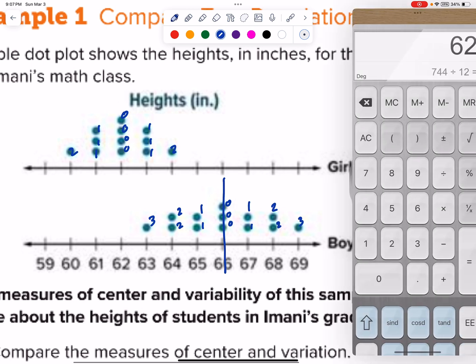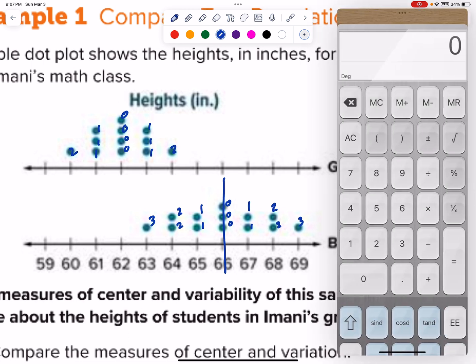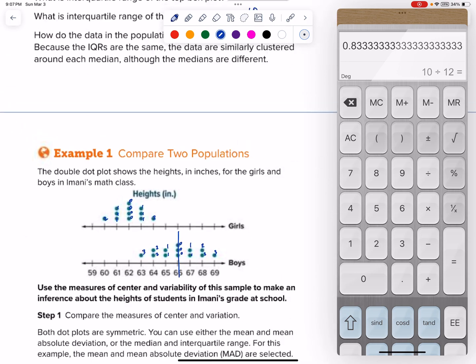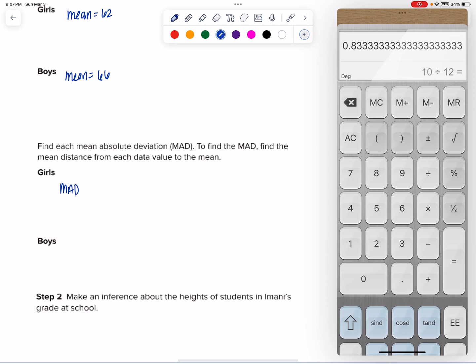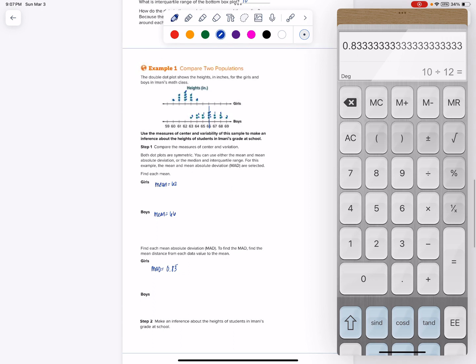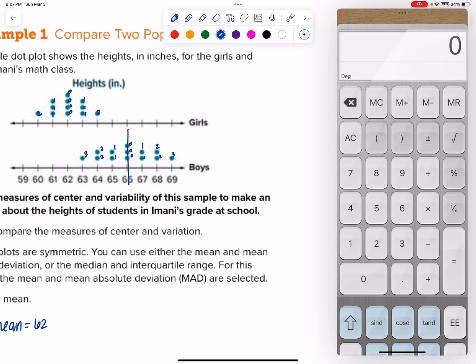So let's get the average distance away. So we have 2, 3, 4, 5, 6, 7, 8, 9, 10 divided by 12. The average distance away for girls, the mean absolute deviation, is only 0.83 with the 3 repeating. So really not very far away from each other. Let's go ahead and do the boys. We have 3, 4, 5, 6, 7, 8, 9, 10, 11, 12, 13, 14, 15, 16, 17, 18, divided by 13 boys who were polled.